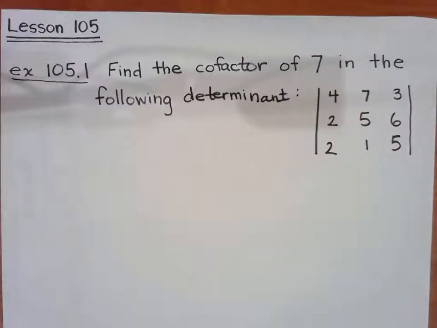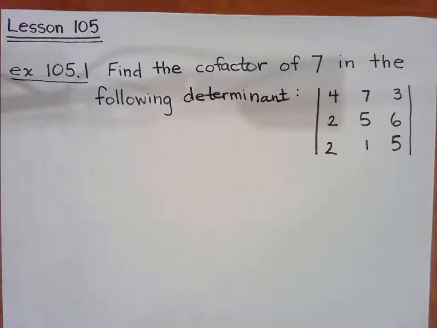Okay, in lesson 105, we're going to look at the other way to find determinants of 3 by 3 matrices. In particular, we're going to look at expansion by cofactors. The first thing we want to do, I know we did this last year, so hopefully this will kind of ring a bell, is ask: what is a cofactor? Let's jog our memory a little bit.